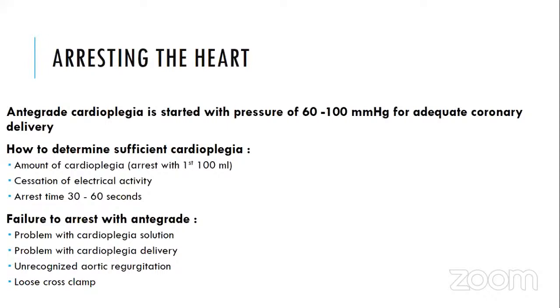For arresting the heart, antegrade cardioplegia is started with a pressure around 60 to 100 millimeters mercury for adequate coronary delivery. How to determine sufficient cardioplegia? The heart should arrest within the first 100 ml, with cessation of electrical activity, and arrest time 30 to 60 seconds after the administration. Failure to arrest with antegrade is due to either a problem with the cardioplegia solution, a problem with cardioplegia delivery, unrecognized aortic regurgitation or proximal severe stenosis in the coronary, or a loose aortic cross clamp.